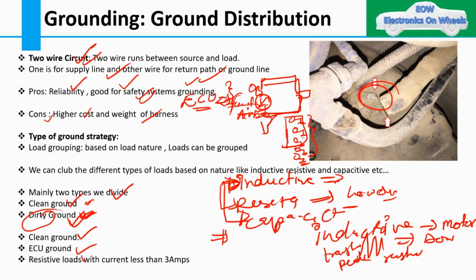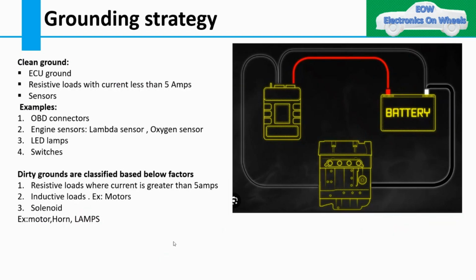So ECU ground is a resistive ground, where you have the current in a particular range. Suppose 5 ampere, 10 ampere, 3 ampere. It depends on the OEM. They have some standard, and based on that they decide how much current they have to take as a clean ground. But this should be a resistive load, and your current should not be on the higher side, it should be on the lesser side. And ECU ground comes under the clean ground.